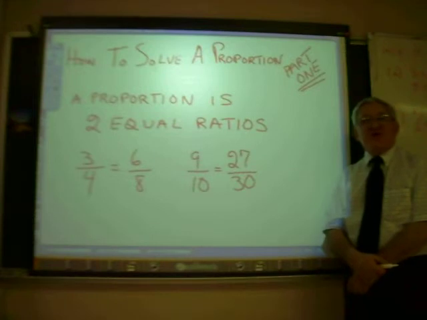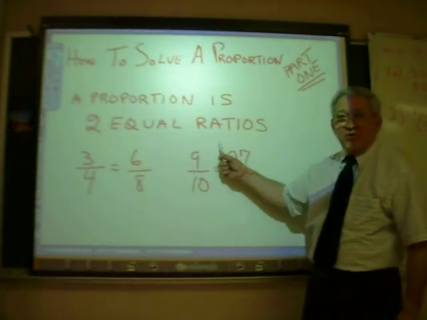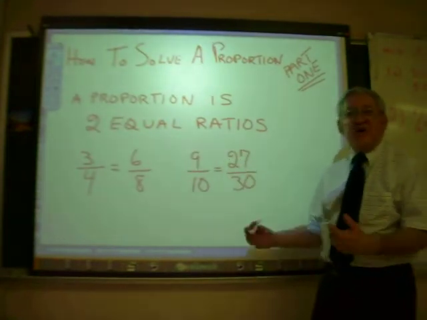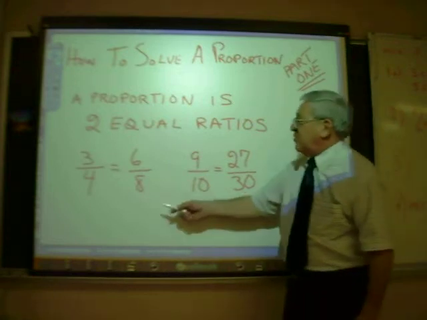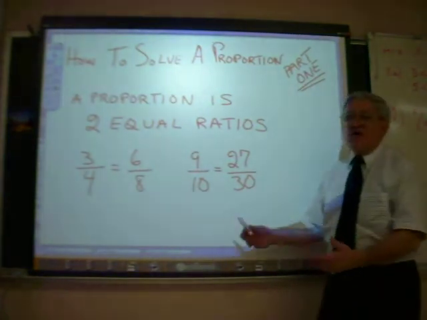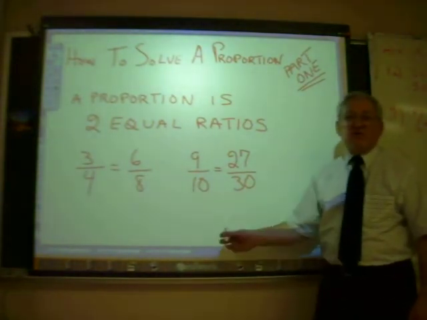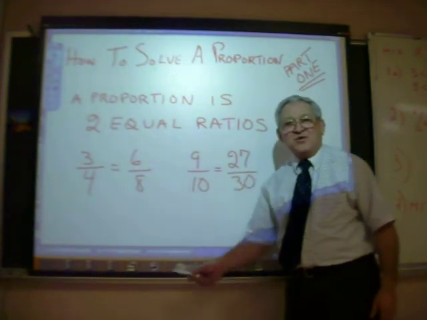I'm going to show you how to solve a proportion. First of all, a proportion is two equal ratios, basically two fractions that are equal to each other. So something like 3 over 4 equals 6 over 8. You have a proportion because the left side equals the right side. This is a ratio, that's a ratio. You've got two equal ratios.